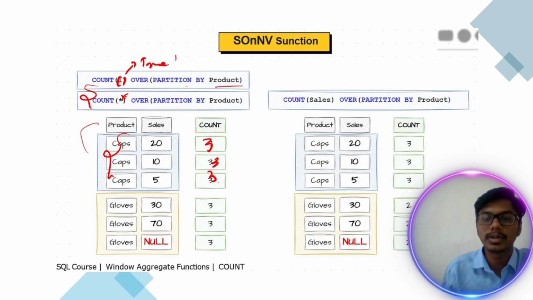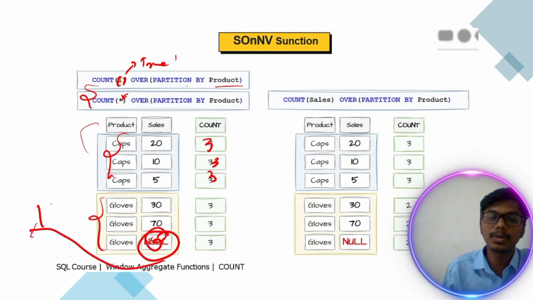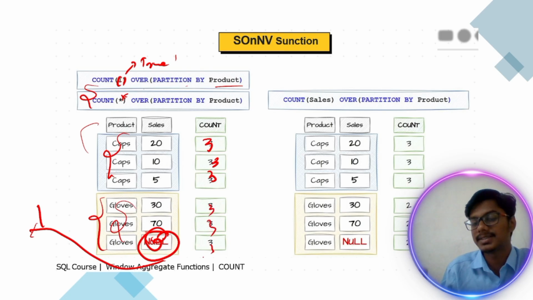The output in the row level calculation is 3. How many gloves? There are 3 gloves, 3 products. Null is considered as one value, so it considers gloves as 3 products. So it will give us 3.